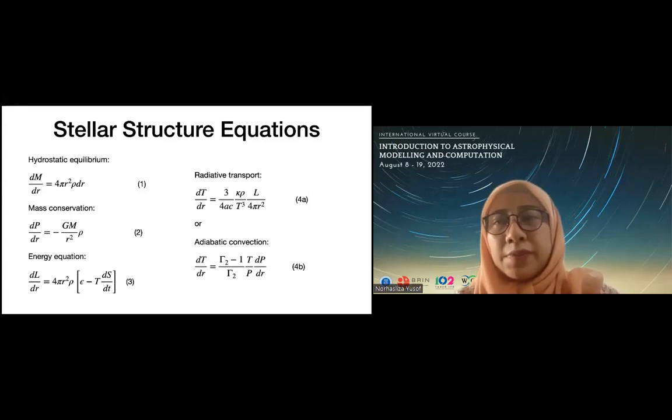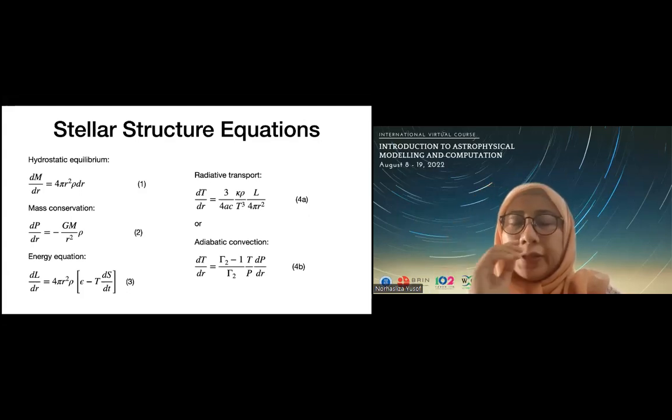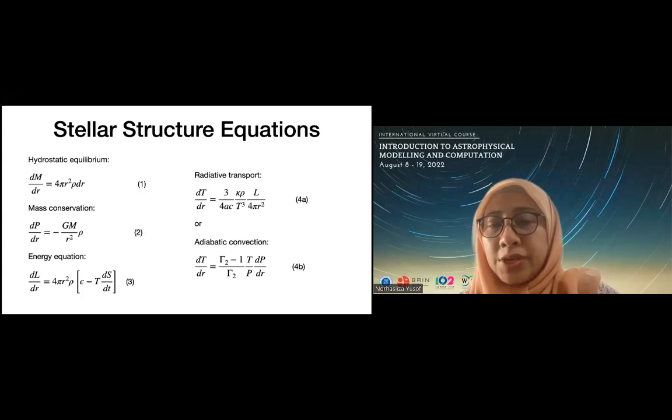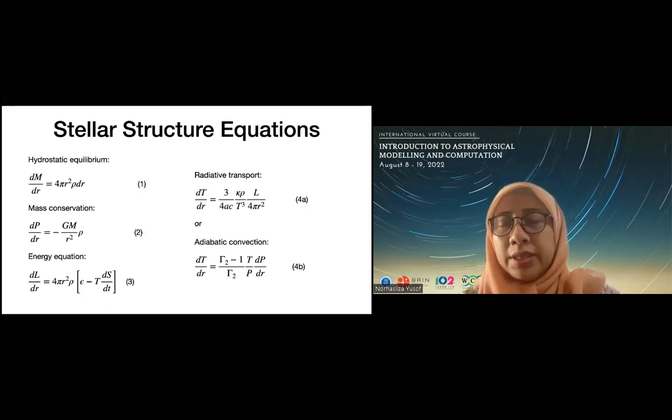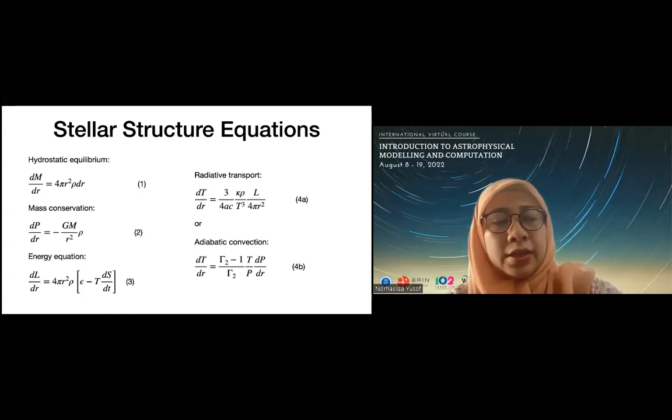Some stars have both of them, but it will change when the pressure or the gases change rapidly throughout the evolution. It can change, and this will follow either, for example, the Schwarzschild criterion.